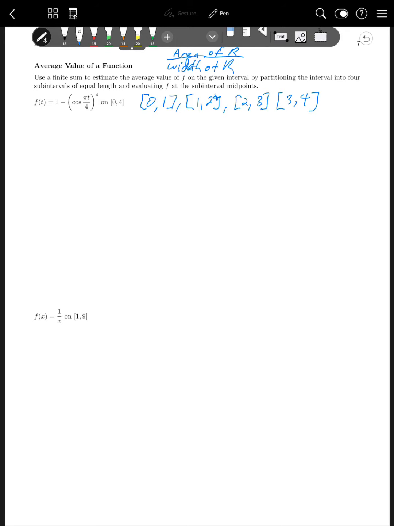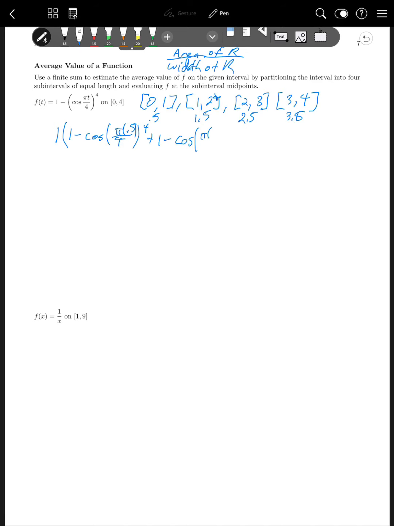Okay, so in this case, we're going from 0 to 4. So that would be 0 to 1, 1 to 2, 2 to 3, and 3 to 4. And so to do this one, the width of each region is 1, so we're going to take 1 times, and then we're going to find the midpoints of these. So the midpoints are 0.5, 1.5, 2.5, and 3.5.